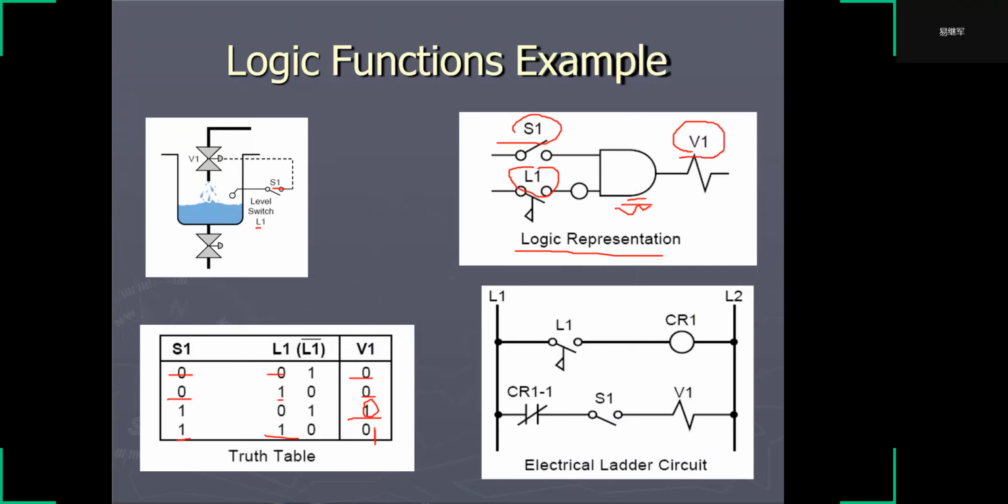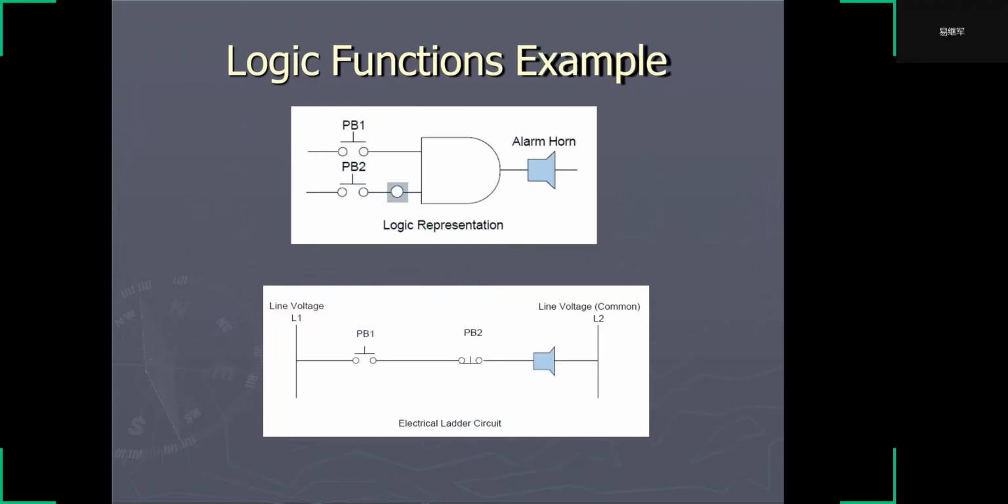This is some example for how to show the relationship between the S1 and L1. This is some example for the alarm horn. If the two buttons of the alarm horn are in an AND relation, we can draw the electrical circuit like this.